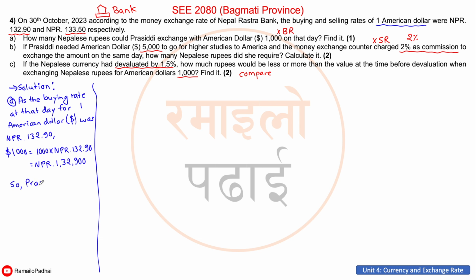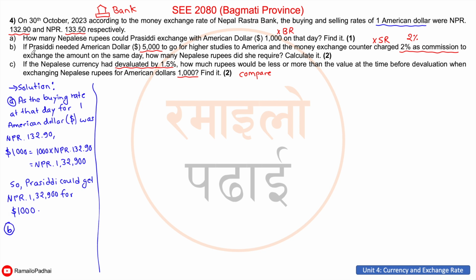So Prasiddhi could get NPR 1,32,900 for 1000 American dollar. So this will be the solution for question number A. Now moving on to question number B.